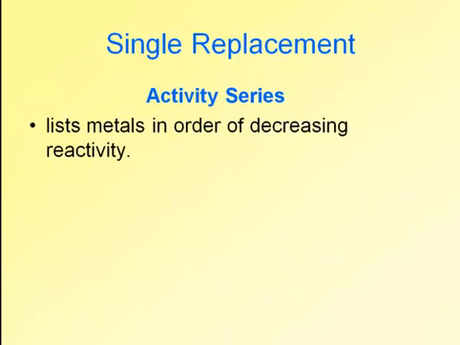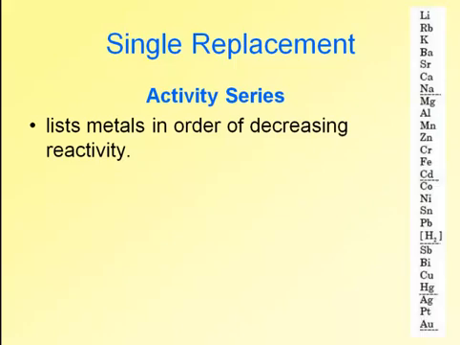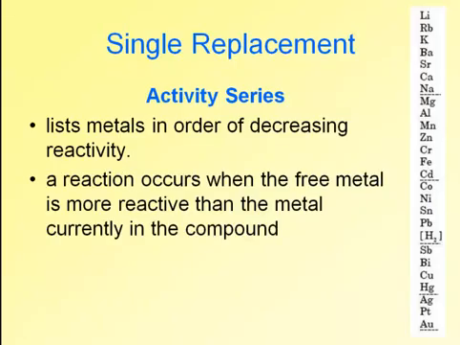Let's talk more about single replacement reactions. Remember that these reactions require the use of an activity series. There's an activity series for metals and an activity series for the halogens. Either way, it's a list of the elements in order of decreasing reactivity. Here's an activity series for metals. A reaction occurs when a free metal, that means the metal that's by itself as an element, not part of a compound, is more reactive than the metal currently in the compound.